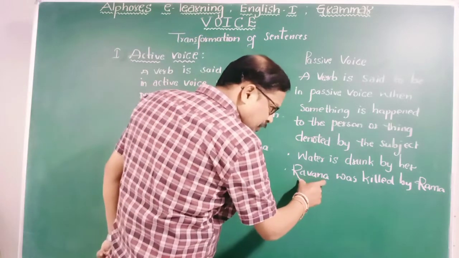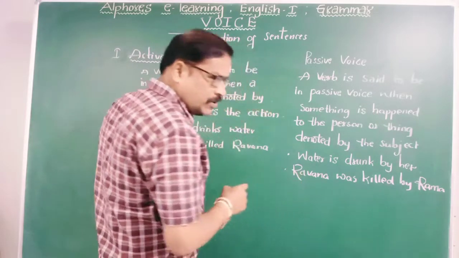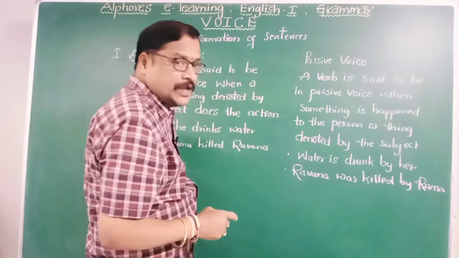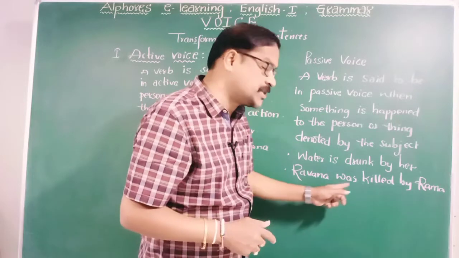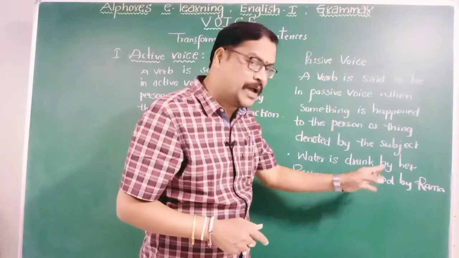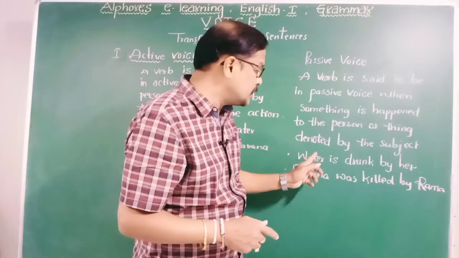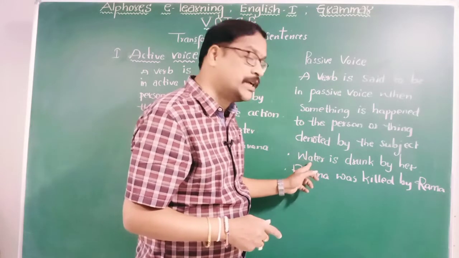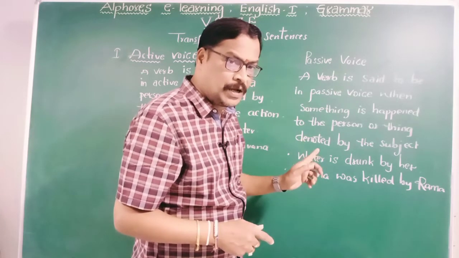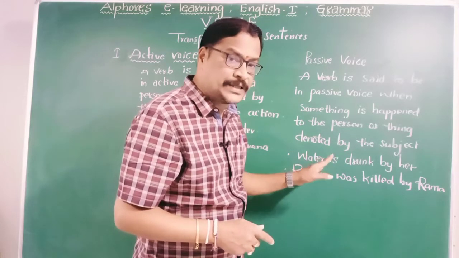What is the subject of this particular sentence? Ravana. Did Ravana do any action here? No. Was anything happened to Ravana? Yes. Ravana was killed. Okay. Ravana was killed by Rama. Something happened to Ravana. Therefore, this is in passive voice. Something happened to water. Therefore, this sentence is in passive voice. Okay. If something is happened to the person or thing denoted by the subject, that will be in passive voice.